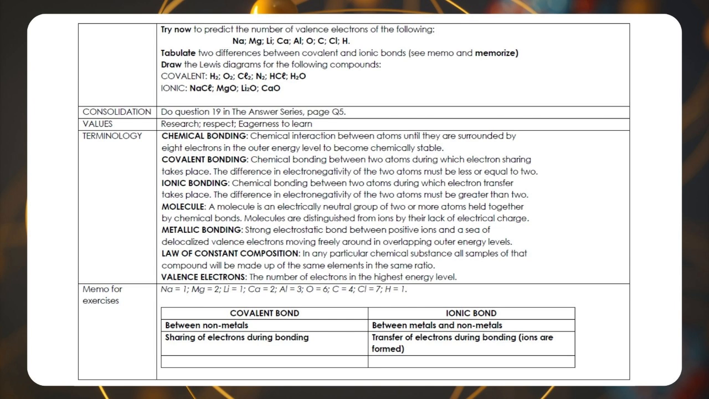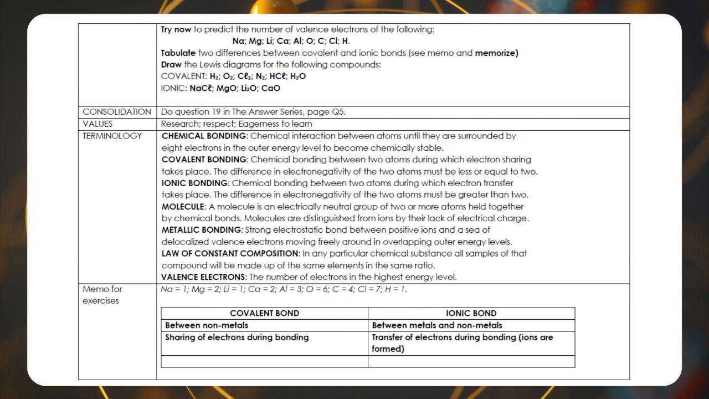Molecule: a molecule is an electrically neutral group of 2 or more atoms held together by chemical bonds. Molecules are distinguished from ions by their lack of electrical charge. Metallic bonding: strong electrostatic bond between positive ions and a sea of delocalized valence electrons moving freely around in overlapping outer energy levels. Law of constant composition: in any particular chemical substance, all samples of that compound will be made up of the same elements in the same ratio. Valence electrons: the number of electrons in the highest energy level.